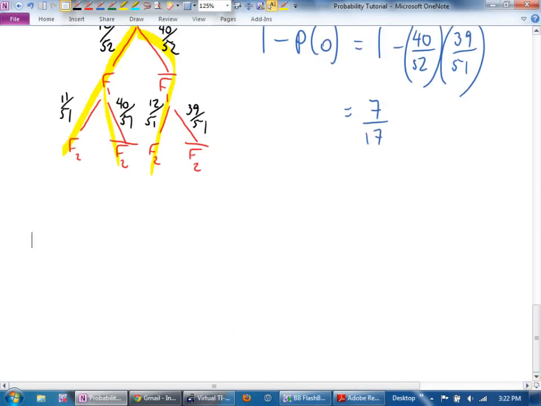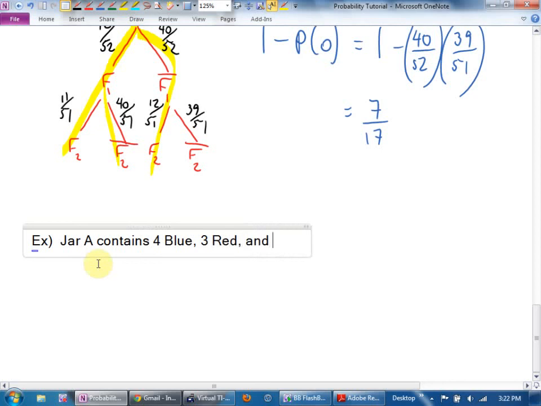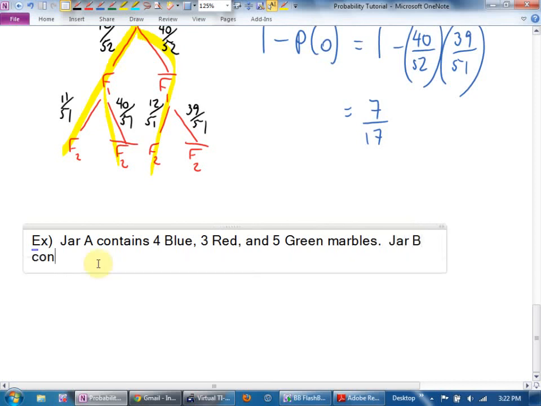Example, jar A contains four blue, three red, and five green marbles. Jar B contains about three blue, two red, and five green. Seven? I don't want them to all add up to the same. What do we got? Four plus three is seven. 12 in the first one. I'm going to have 10 in the second one. Green marbles.